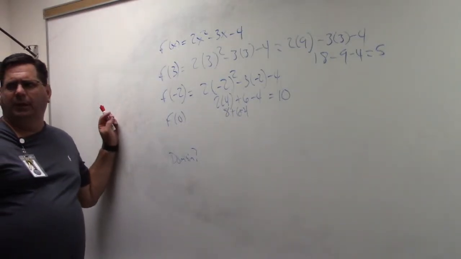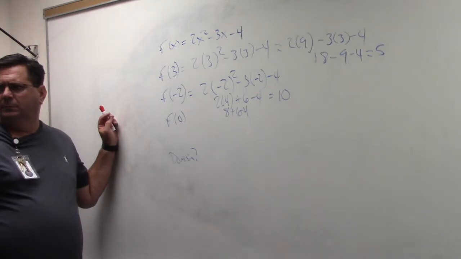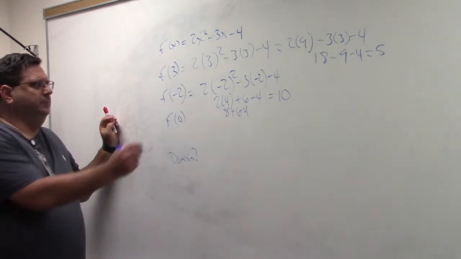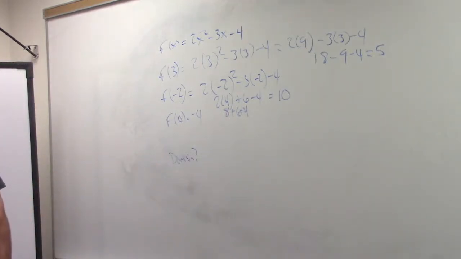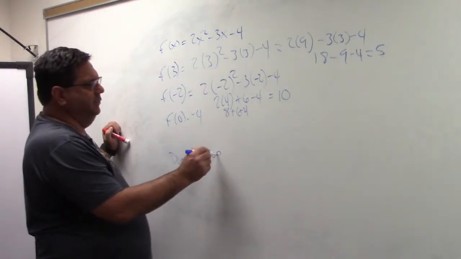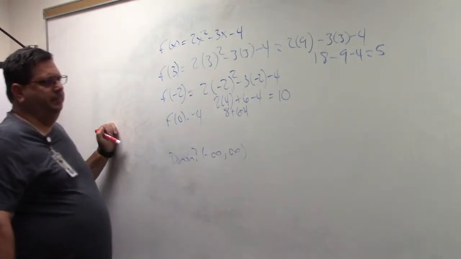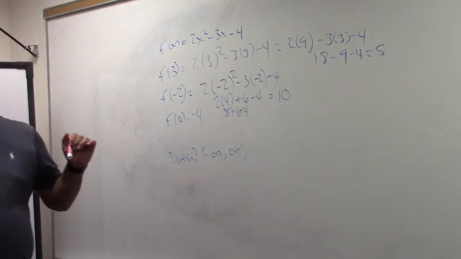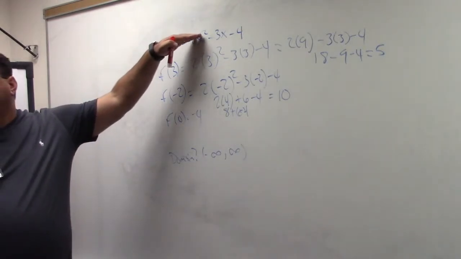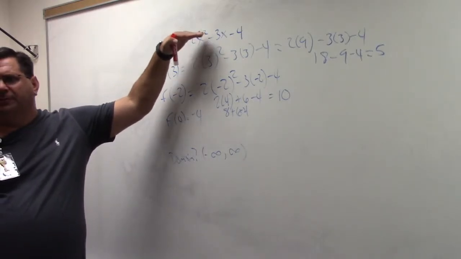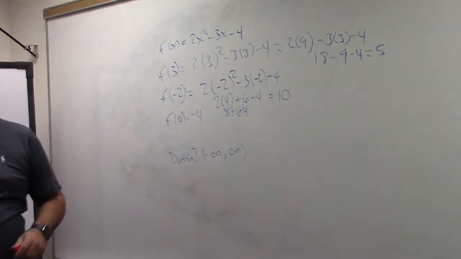All right. F of 0, what do you get? Negative 4. What's the domain? The domain is negative infinity to infinity. All right. That is the domain. There's no fraction. The only time you're ever going to have anything different is if there is a fraction with a number on the bottom.